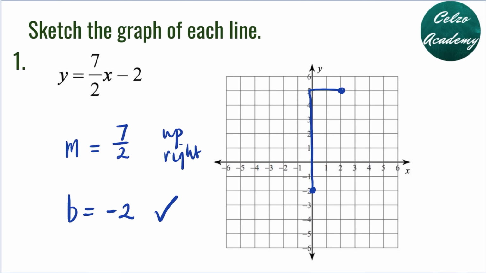Now using a straight edge, we need to connect these 2 points to draw a line. So this is the graph of y = 7/2 x - 2.